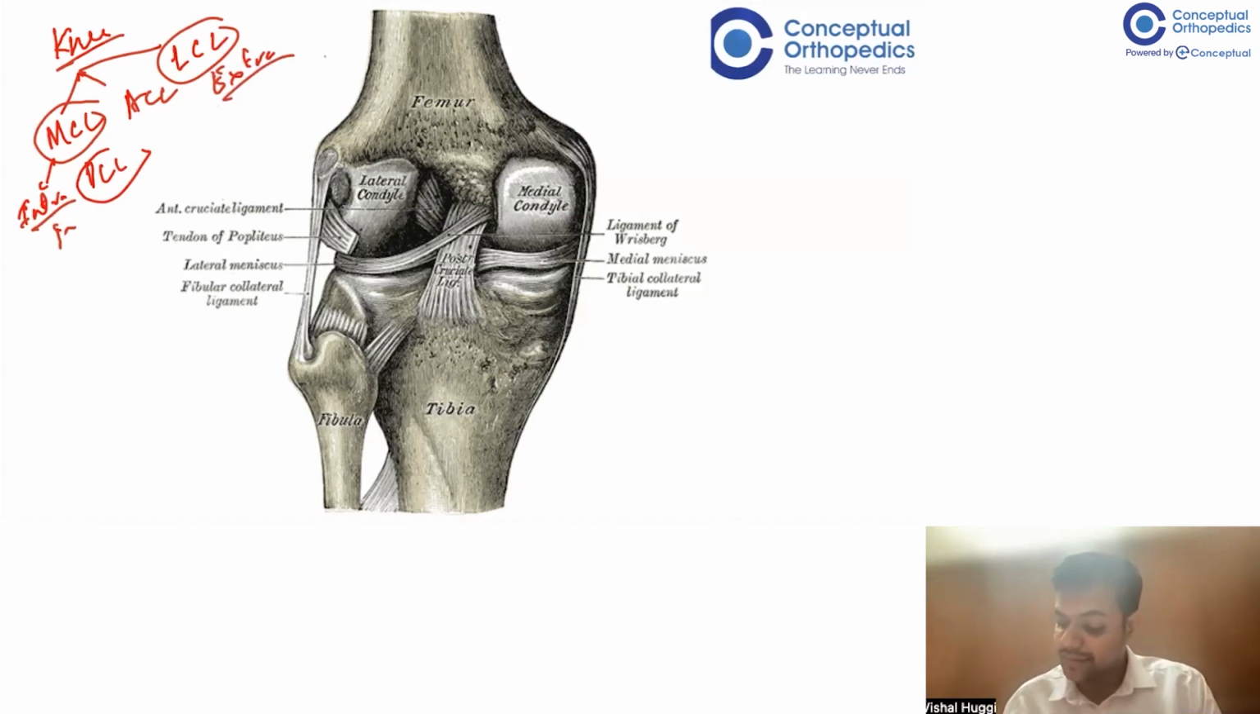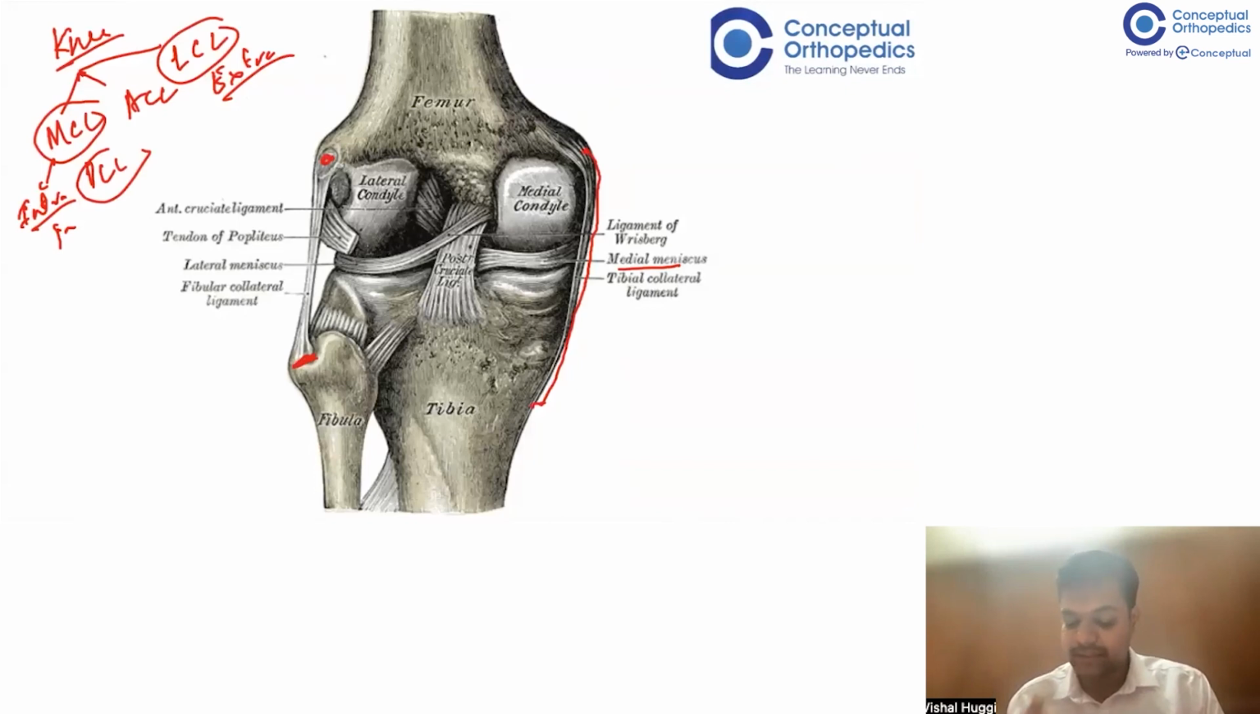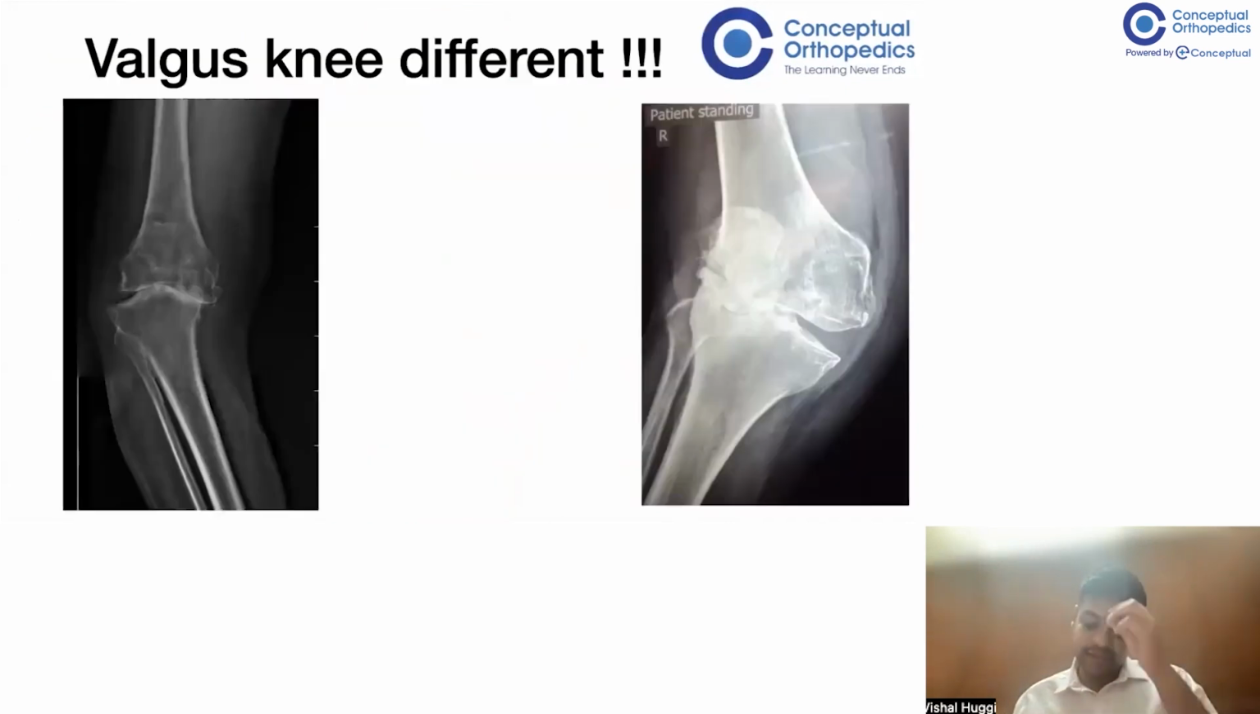You can see the MCL is nicely coming from the medial epicondyle, embracing the meniscus and going down all the way here. Whereas your LCL is coming from the lateral epicondyle, not attaching onto the femur, but attaching to the head of the fibula. So the concept of intra-articular and extra-articular deformity for the varus knees is different from the valgus knees. With this one hint, let us start analyzing the different things in a valgus knee.